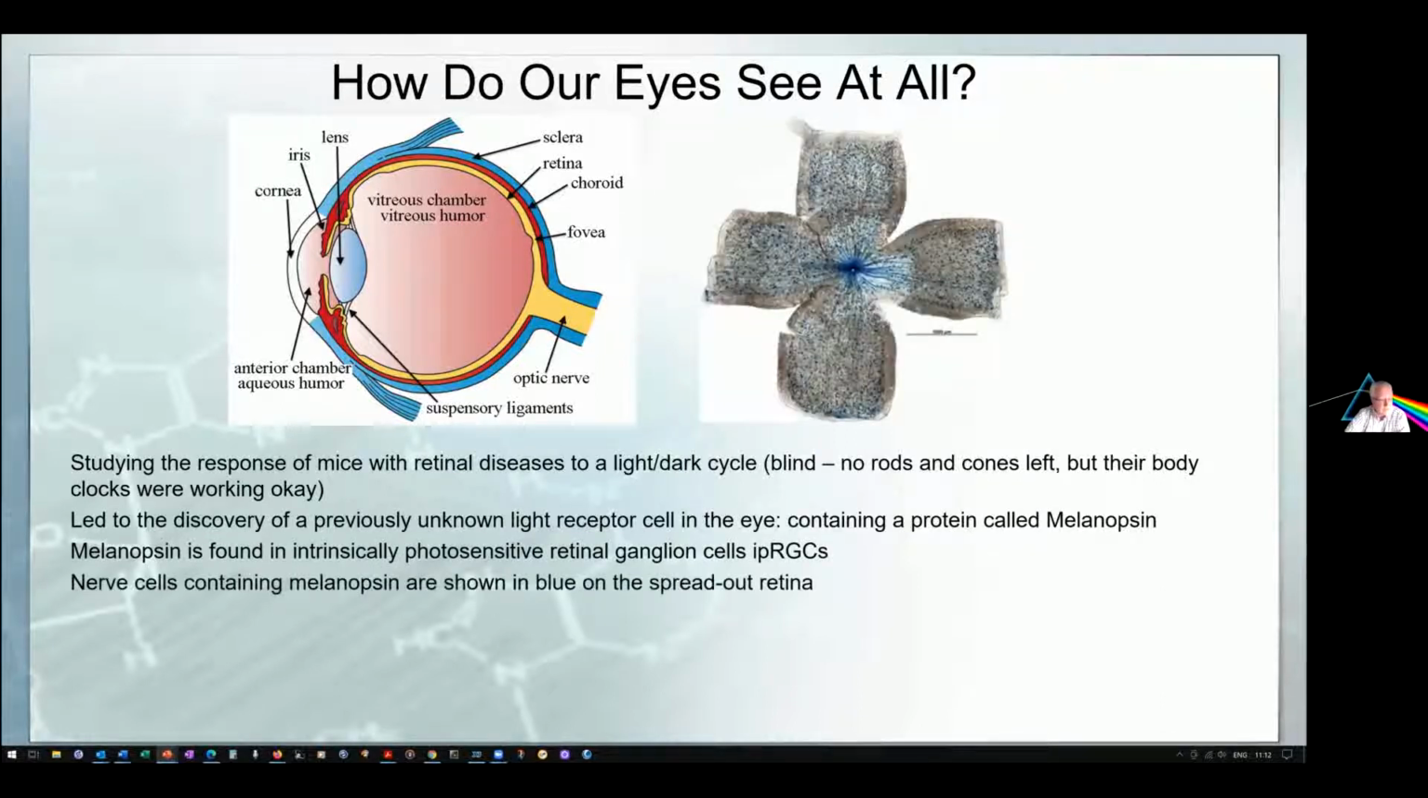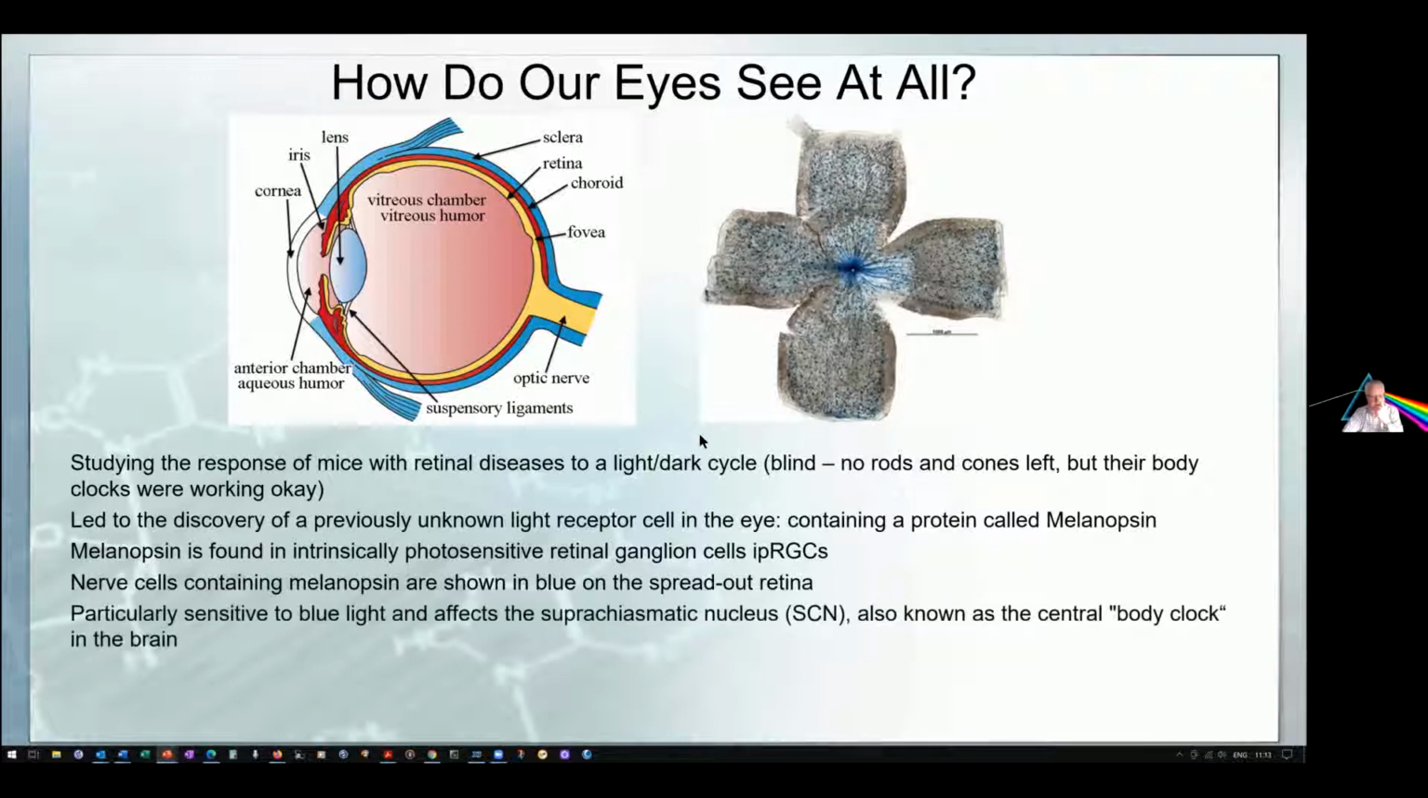Anyway, these cells, they're nerve cells, and this picture on the top right here is a retina that's been opened out and stained so you can see the melanopsin. And so you can see it's mainly centered in the middle here, but there are blue dots all over the place. And so it's particularly sensitive to blue light, and it affects the center in the brain, which is where our body clock is located. So these cells govern everything from pupil size to our sleep-wake cycle, the levels of arousal and our attention.